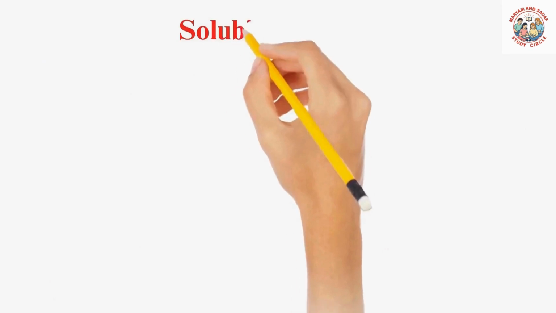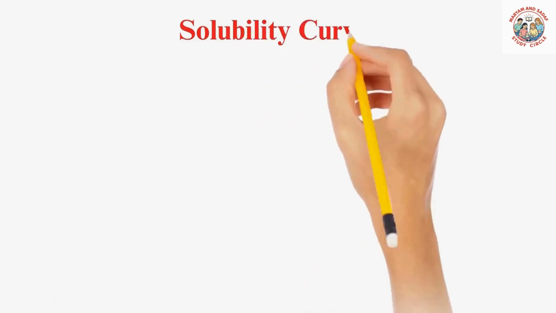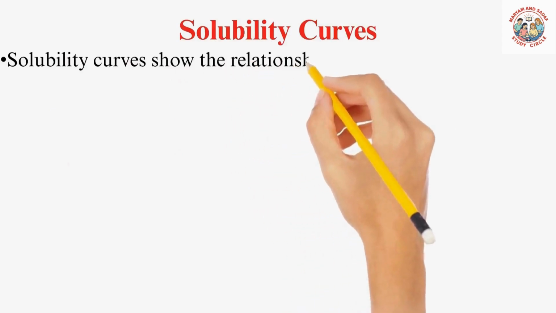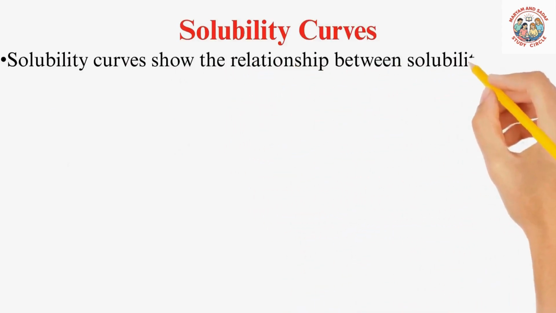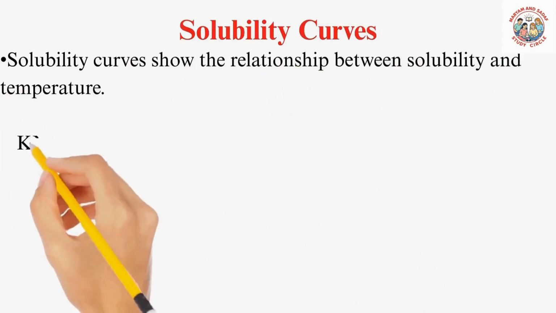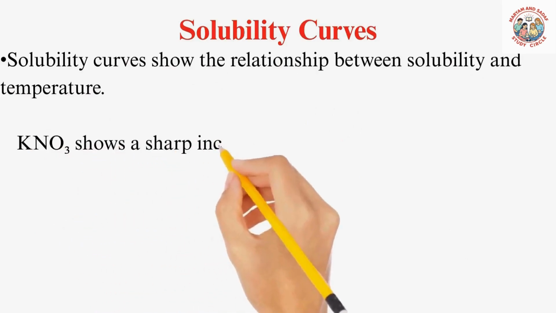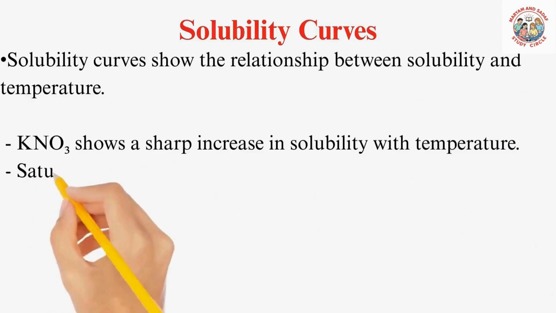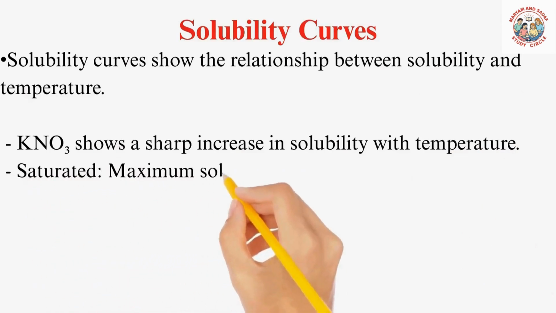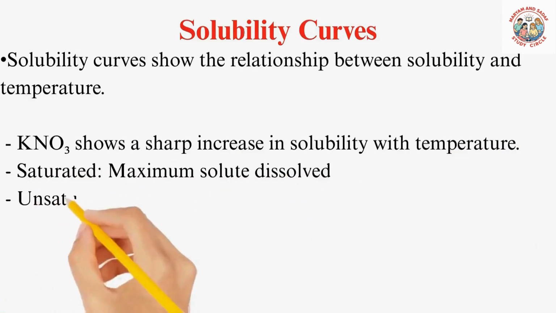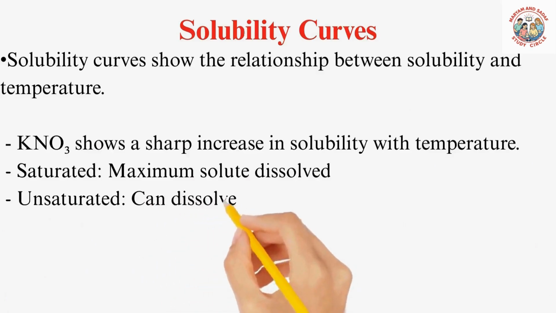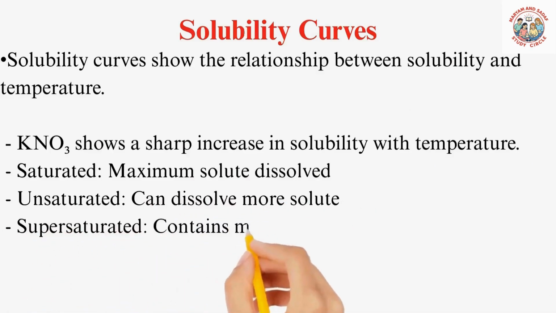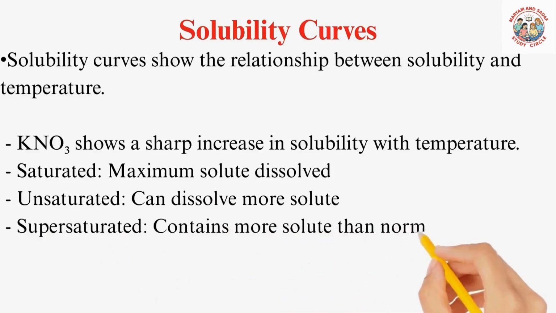Solubility curves. Solubility curves show the relationship between solubility and temperature. KNO3 shows a sharp increase in solubility with temperature. Saturated: maximum solute dissolved. Unsaturated: can dissolve more solute. Supersaturated contains more solute than normally possible at that temperature.